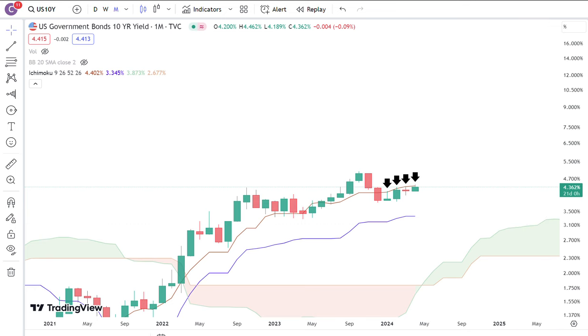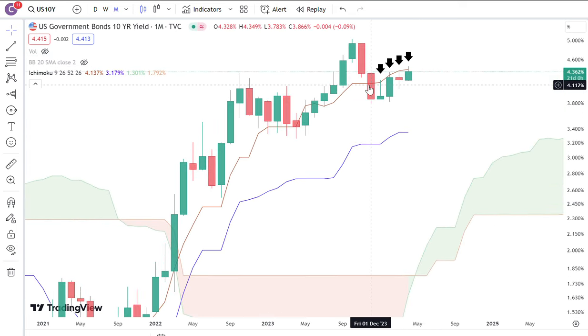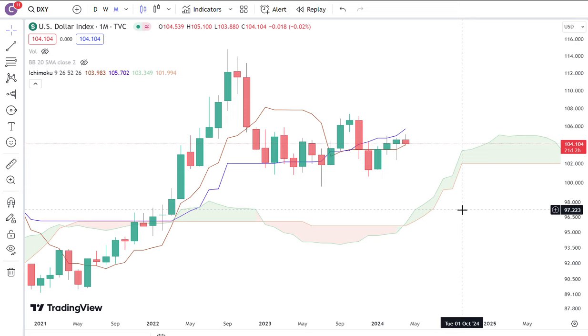But it does look like the 2-year yield is trying to break above, but the 10-year looks like it's not. So far, it's just backtesting resistance, it's found resistance already. This is pretty weak to me. Now, yields look weak. What about the dollar?